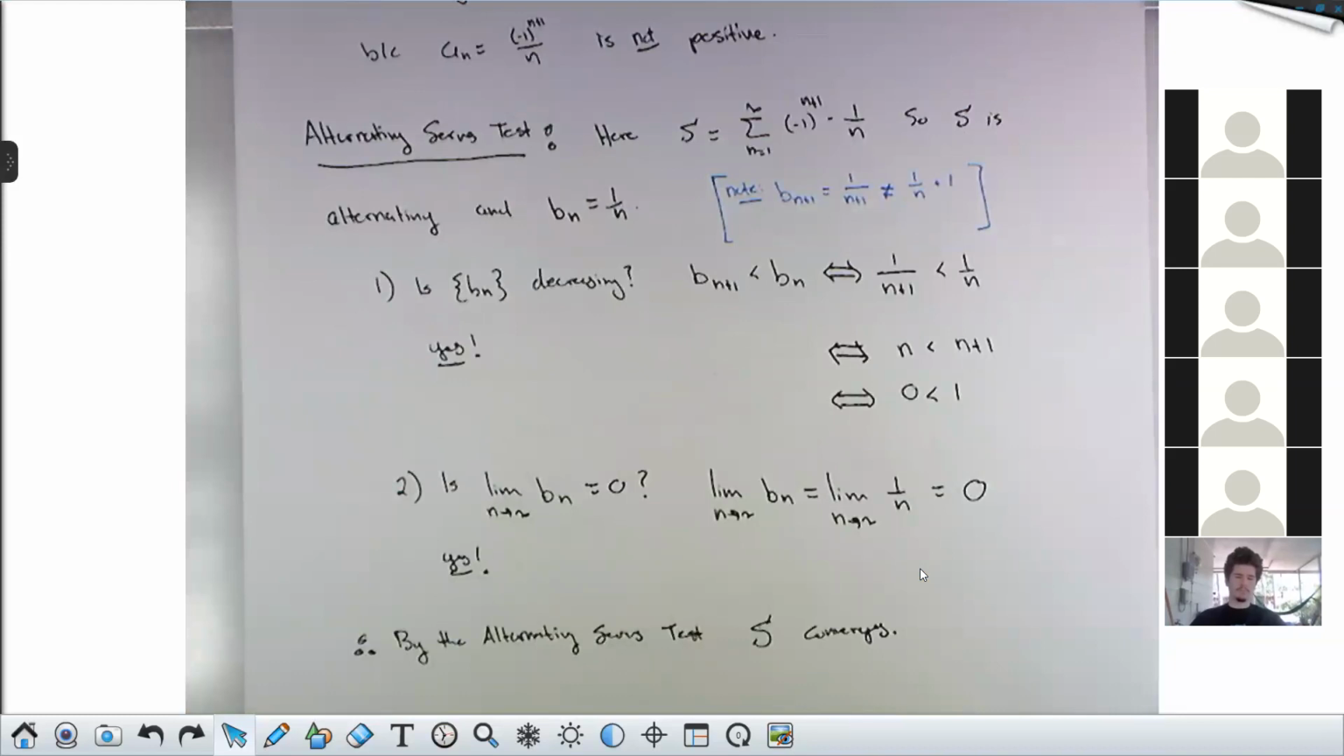All right, easy peasy lemon squeezy. Not too bad. It's all just about showing these two things. If you can show these two things, then your series converges. Only works for alternating series.